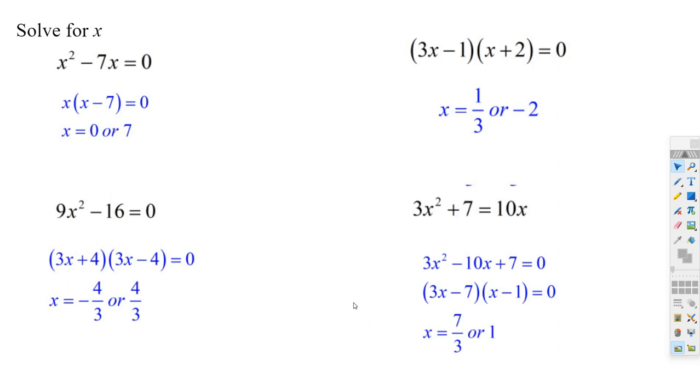Now, a whole lot of the questions you can factor in the beginning, but there you go. That hopefully will give you a good start.